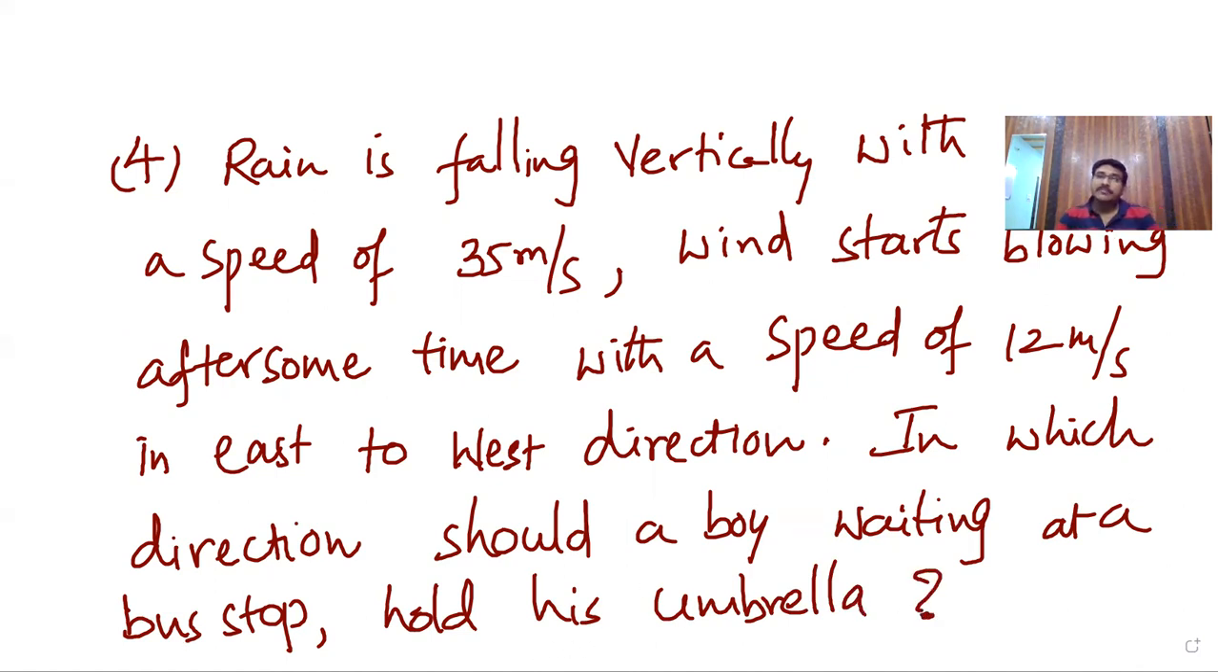The question is somewhat lengthy. Understand the question before proceeding further. Now observe what it says. It says rain is falling vertically with how much speed? The speed is 35 meter per second.